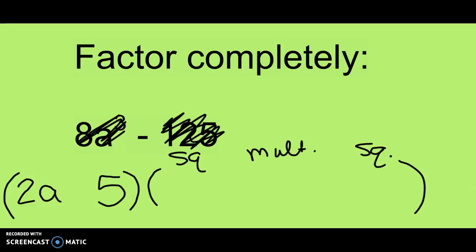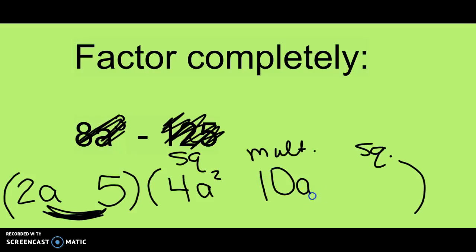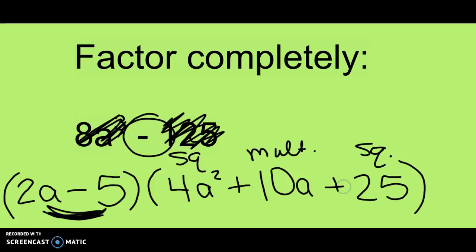So you square your first term, so 2a squared is 4a squared. And then you multiply these two together. 2 times 5 is 10, and then you have an a. And then you square the last term, so that's 25. Then we use SOAP, so we do same, opposite, always positive.